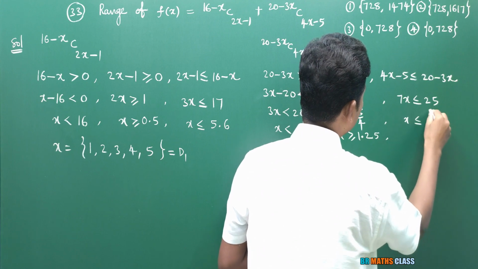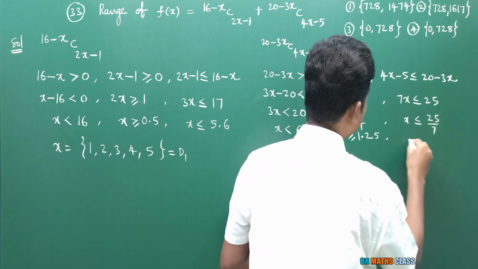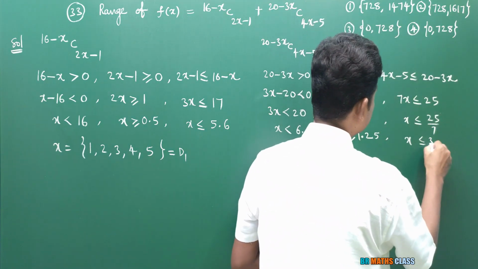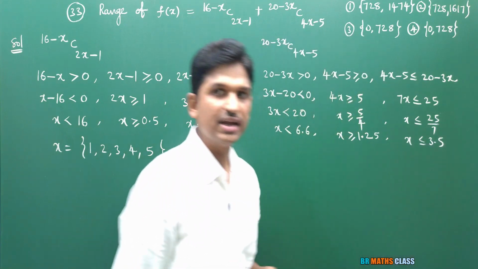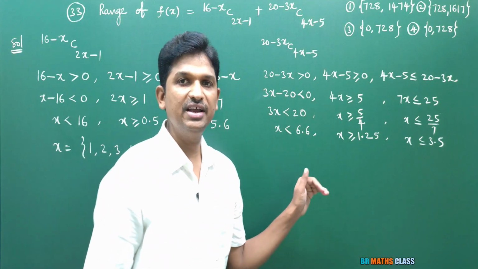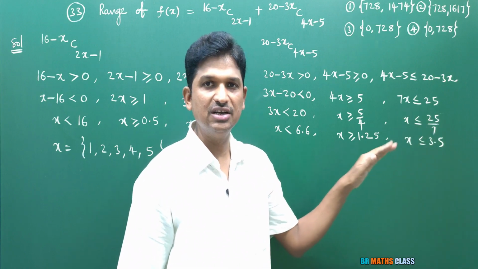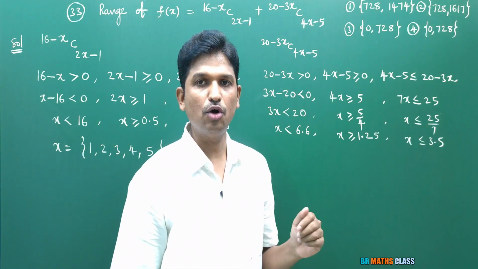x is less than or equal to 25 divided by 7. 25 divided by 7 is something like 3.5, right? Now I need to find x values which satisfy all three conditions. That means I need to take the intersection of all these three.